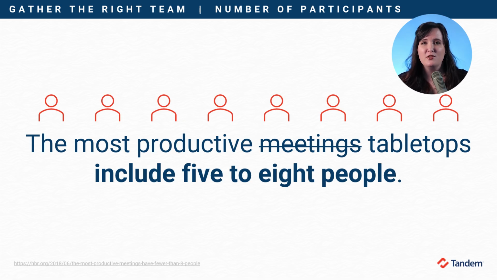Research shows that the most productive meetings or tabletops include 5 to 8 people. So aim for like 6, 7. Any fewer, and you might miss out on key information that you need, and any more, and you might run the risk of participants disengaging.